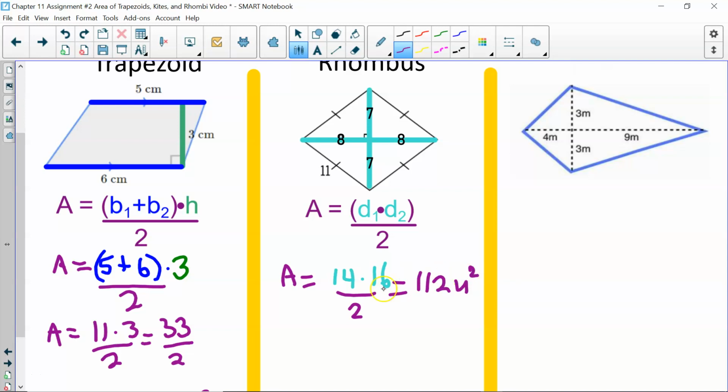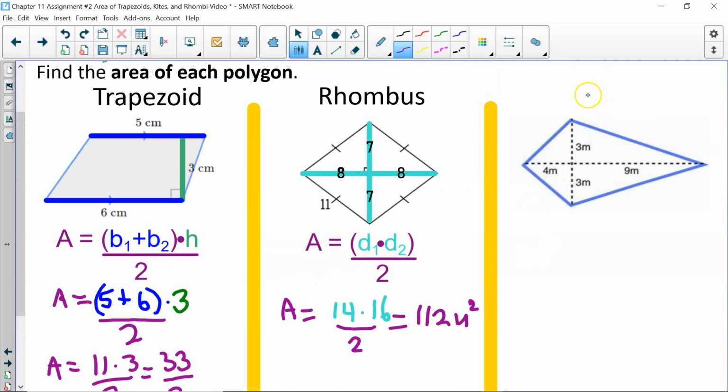Finally, let's look at the last one. In this case, we have a kite that is tipped on its side, and we know the area formula for a kite is d sub 1 times d sub 2 divided by 2. In this case, our diagonal 1 is going to be 3 plus 3. That vertical diagonal has 2 pieces to it, 3 meters and 3 meters, so that would be 6. And the longer diagonal consists of 4 plus 9. That was the longer horizontal.